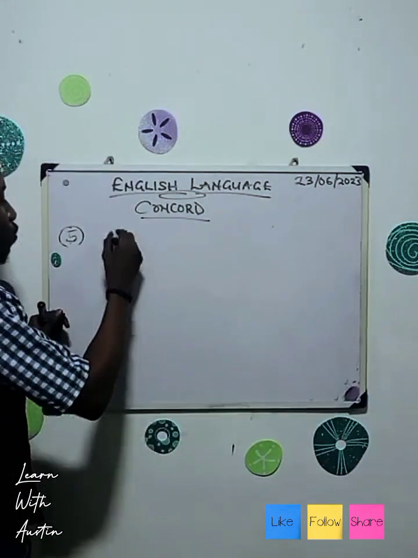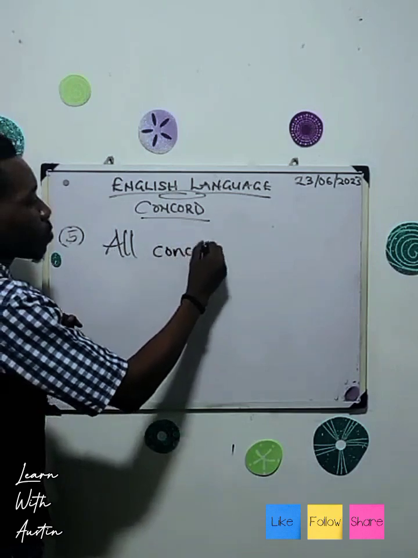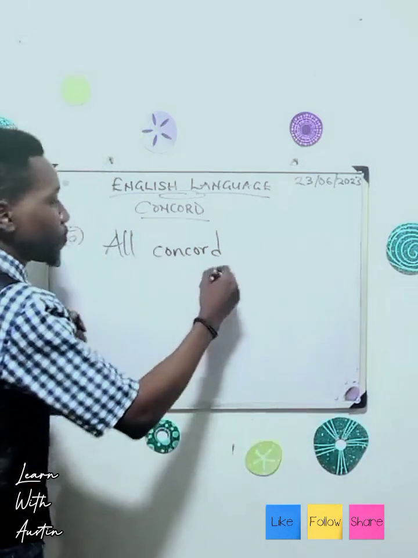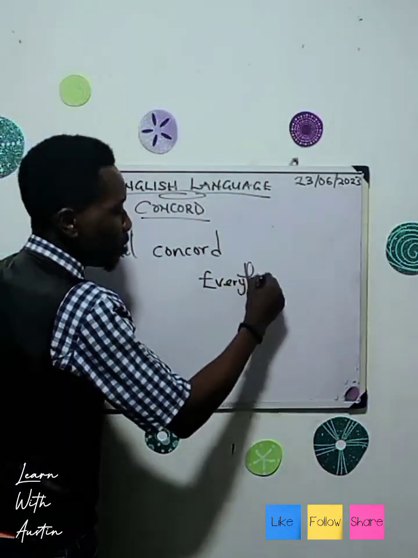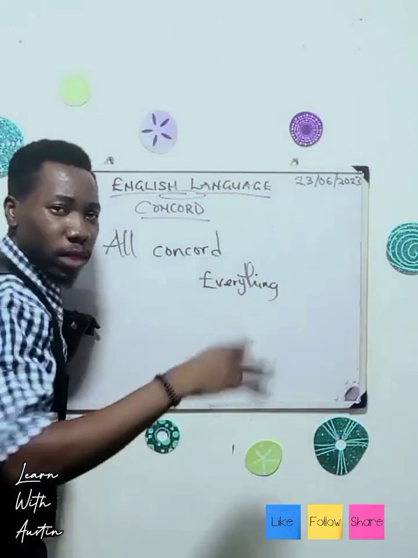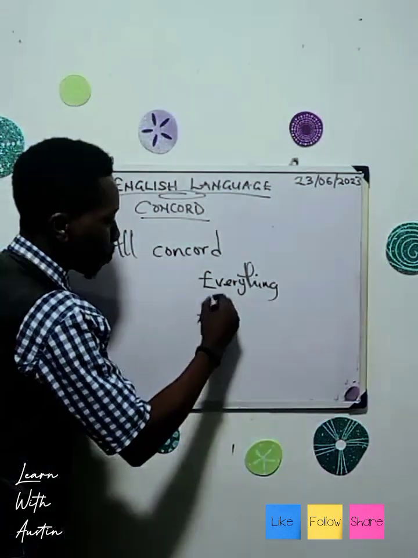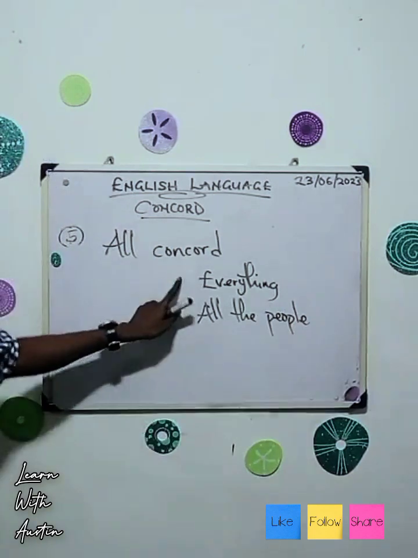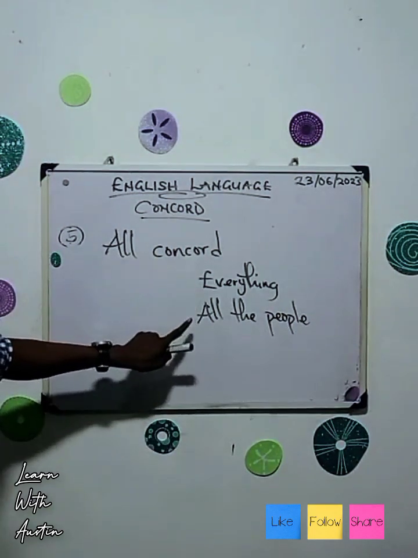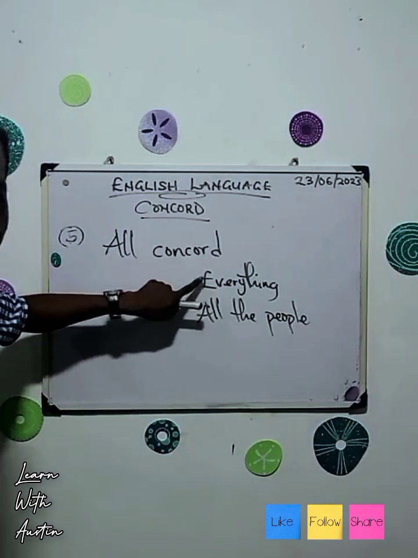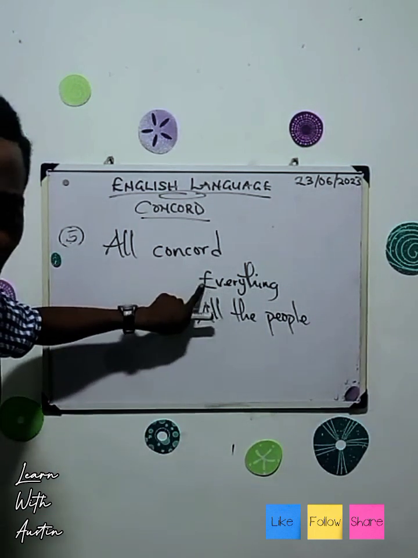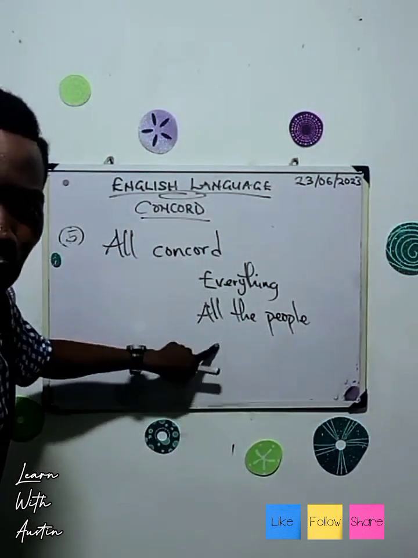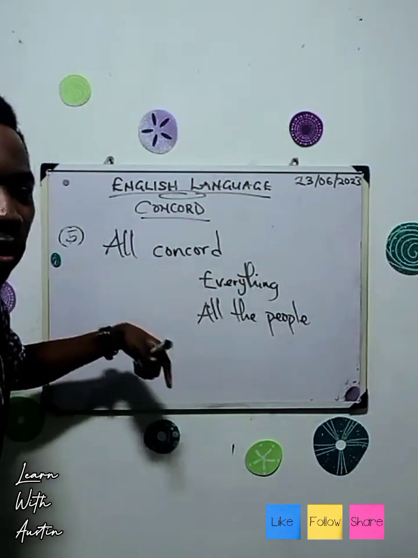Quickly, the next one, all concord. When the word all is used, it means everything, or all the people, everybody, right? All the people. It means this, or it means what? Now, the concord rule is saying anytime it means this, the verb that would follow should be singular. And anytime it means this, when it comes to people, the verb that should follow should be what? Plural.